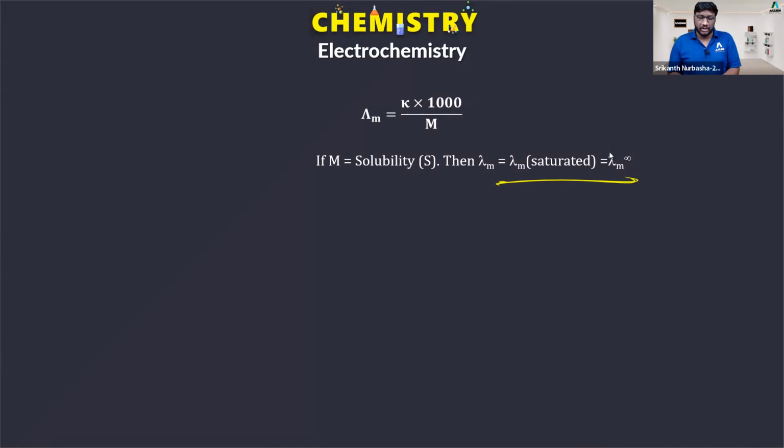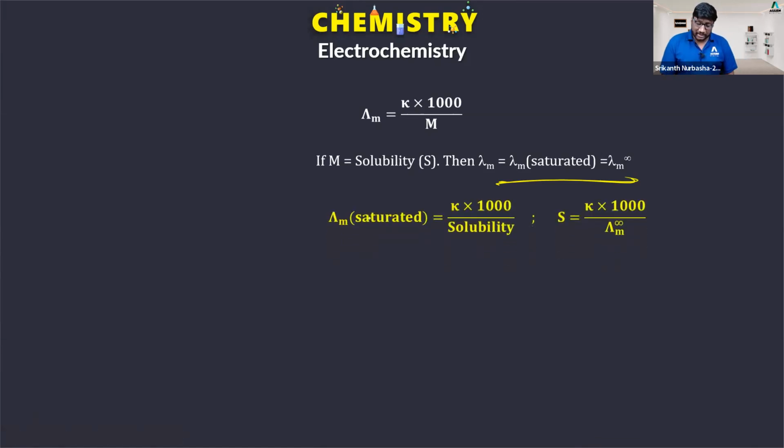Got it now? It's not just an approximation. Since it is saturated, whatever solute has to dissolve, that has to be dissolved in a particular solvent which has to be a maximum amount, because it is a sparingly soluble salt. Its solubility is less.